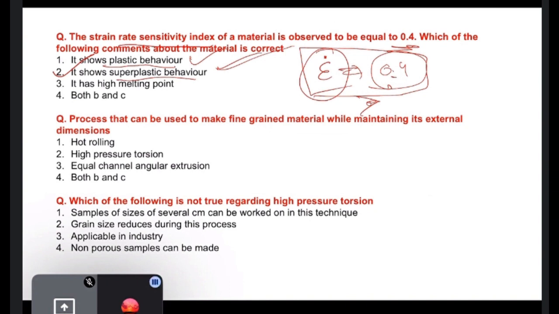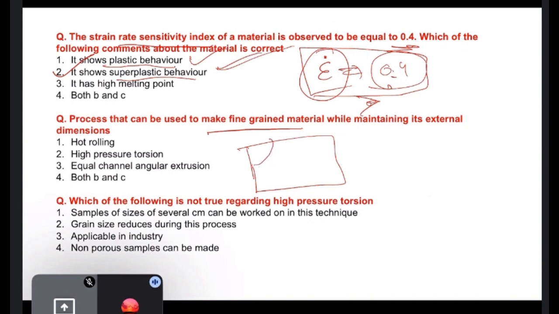Second. Process that can be used to make fine grained material while maintaining its external dimension. Which of the process: hot rolling, high pressure torsion, equal channel angular extrusion, or both B and C? You have to answer that if stress is applied on a fine grained material, in which of the process the dimensions will not change? Which of the technique will give you nano size material but the dimensions of overall material will not change? Understand this question if you haven't.